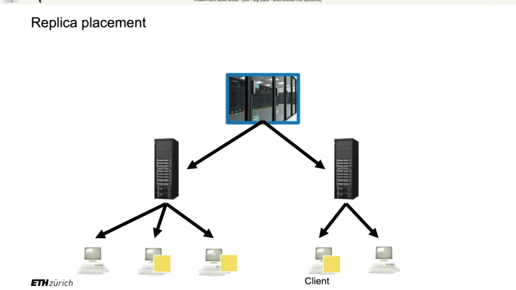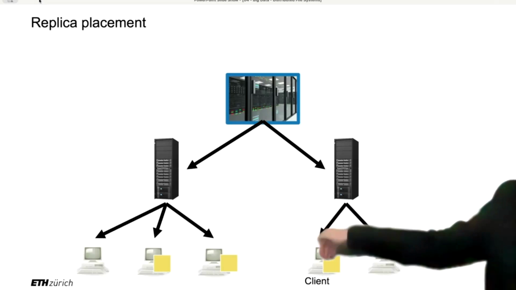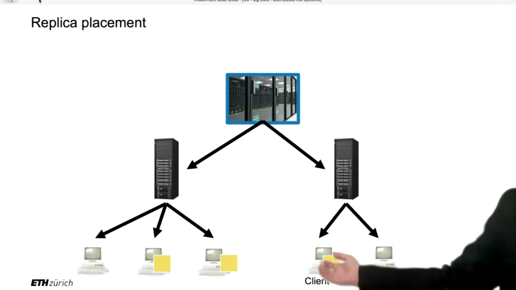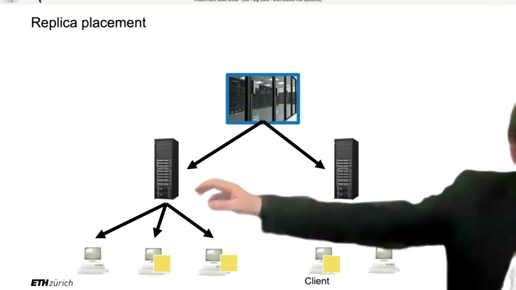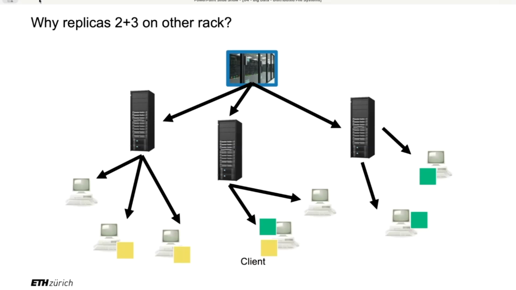Now let me explain. So this is what happens. You have the client right here that is sitting on that machine, same as the data node. So it's going to create the first replica on the same machine, and then the second and third replica on a different rack, 2 different machines. So this is what happens with 2 blocks.